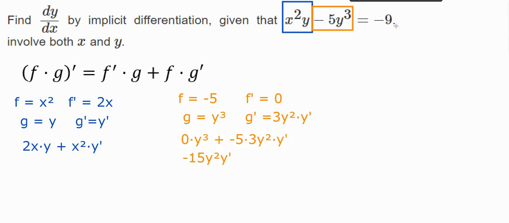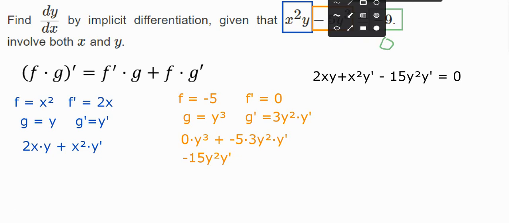And we don't want to forget this last part. The derivative of -9 is just going to be 0 here. So when we put this all together, we have 2xy plus x squared times y prime minus 15y squared y prime equals 0. And what we need to do next is to get y prime by itself.